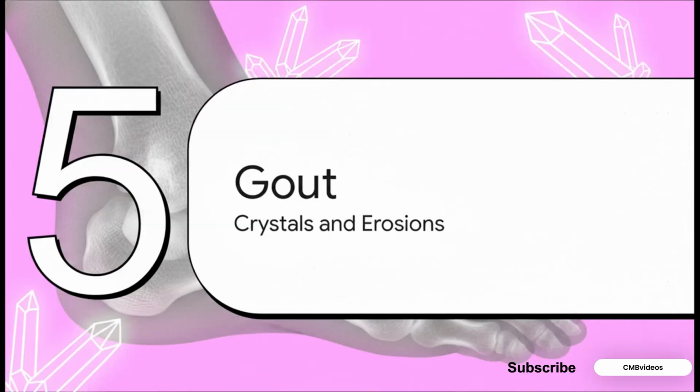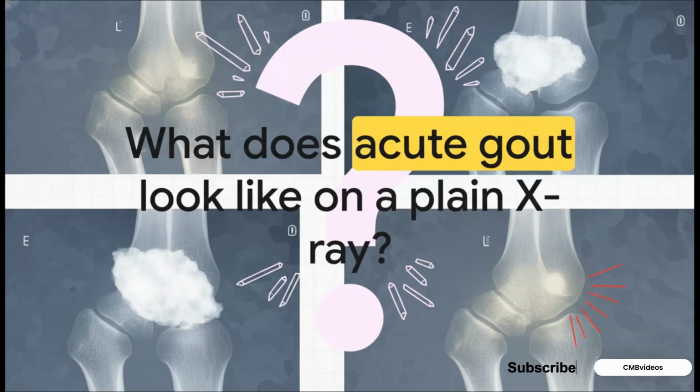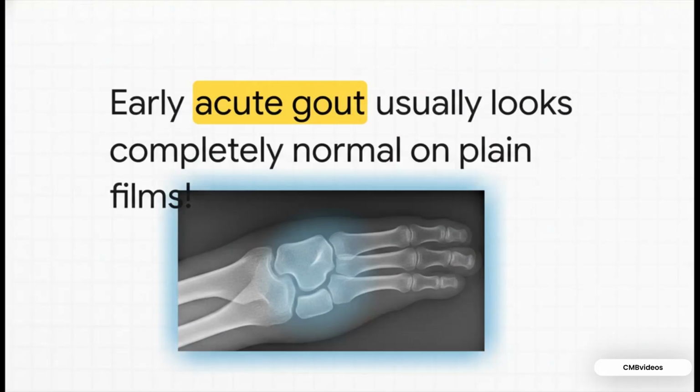Finally, we have to talk about gout, famous for its agonizing crystals and distinct erosions. Gout is an incredibly painful crystal-induced arthritis that, as we know, most commonly strikes the big toe. So here's a question for you. If a patient comes into your clinic with a red, hot, swollen joint that is exquisitely, agonizingly painful to even the lightest touch, classic acute gout, what do you expect to see when you throw their plain film up on the light box? Well, surprisingly enough, the answer is usually nothing.